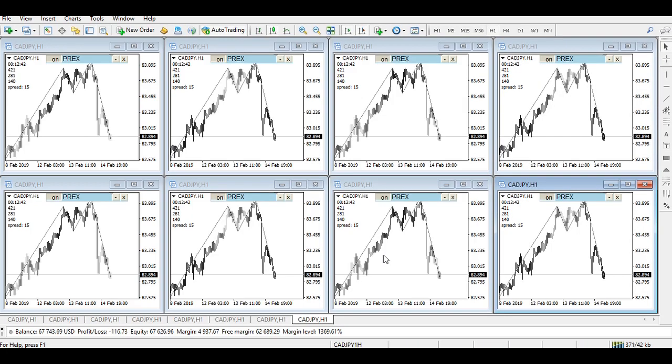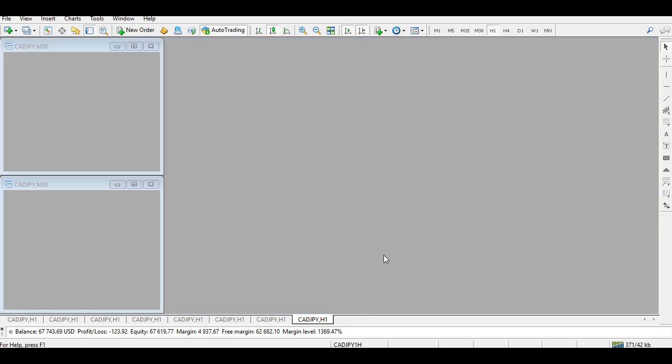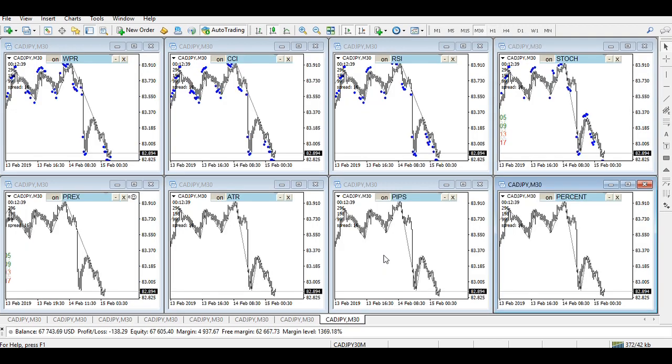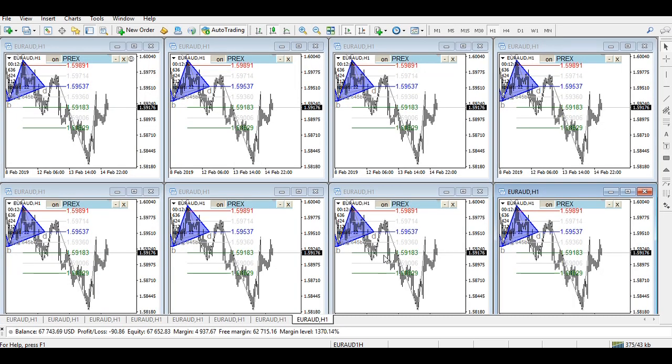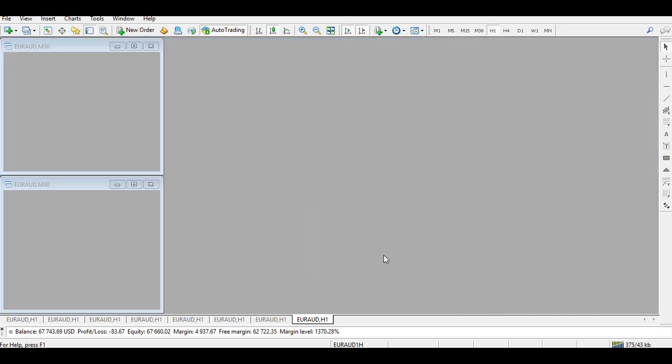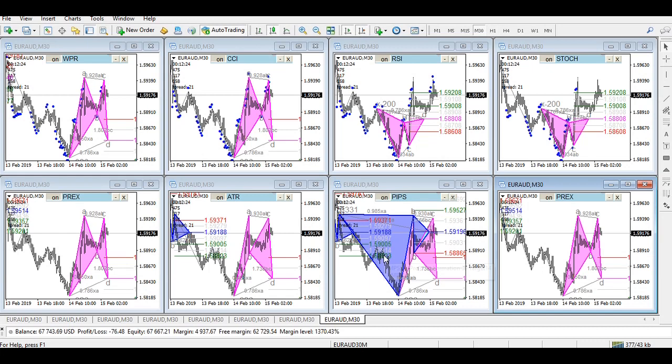Different patterns as well. Although they are both unified Gartleys, if one of them was found by one algorithm on one time frame and the second one was found by another algorithm on another time frame, then it is a different pattern.